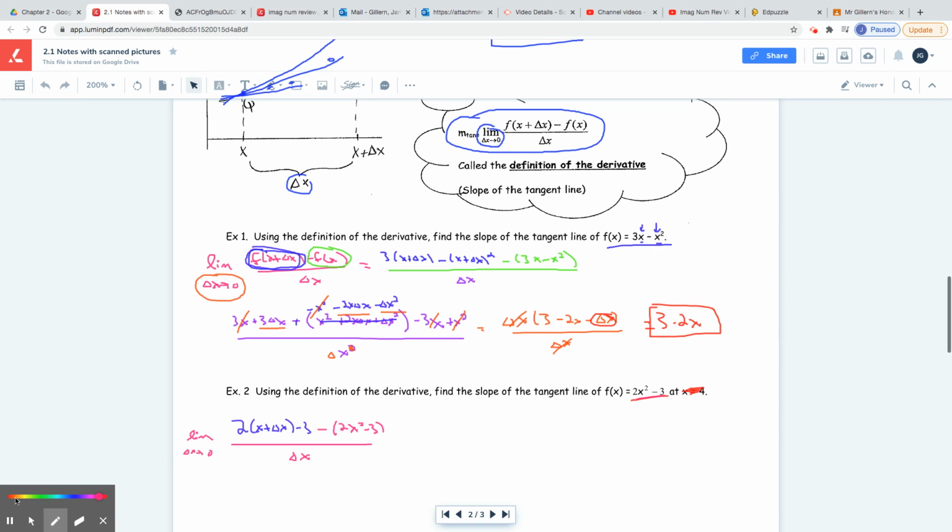So this was my f of x plus delta x. This is my f of x. This is me just plugging in x plus delta x in for that x. And I forgot something here. It should be squared. Okay, now I do my algebra. We already know what x plus delta x squared is. It's x squared plus 2x delta x plus delta x squared, minus 3, distribute the negative, negative 2x squared plus 3 all over delta x.